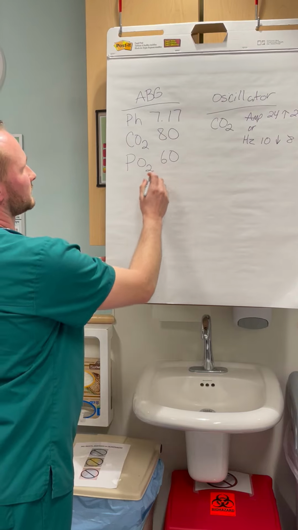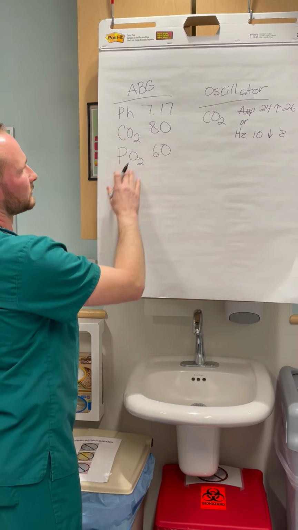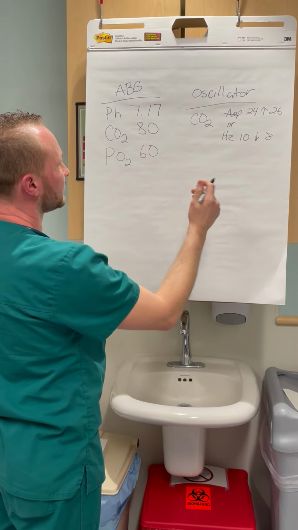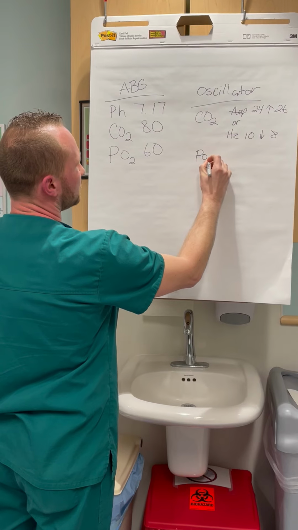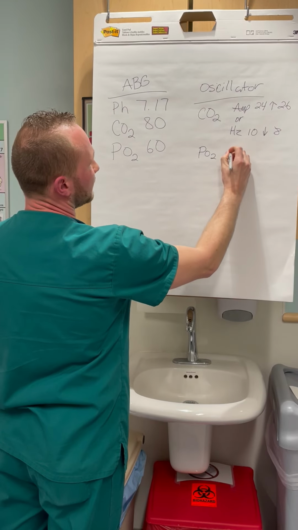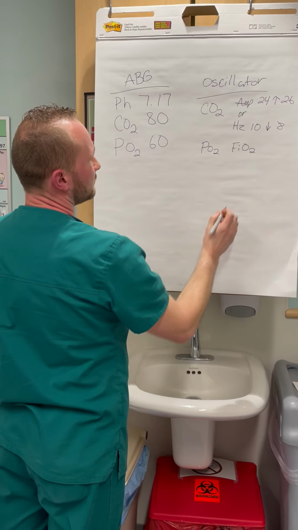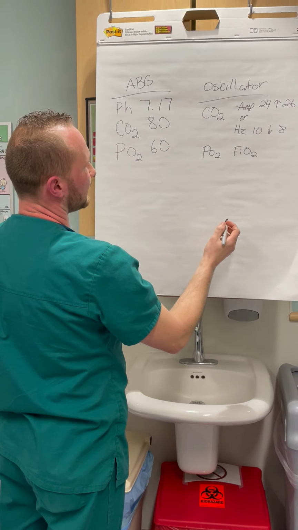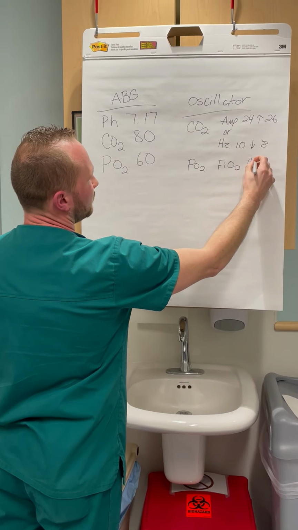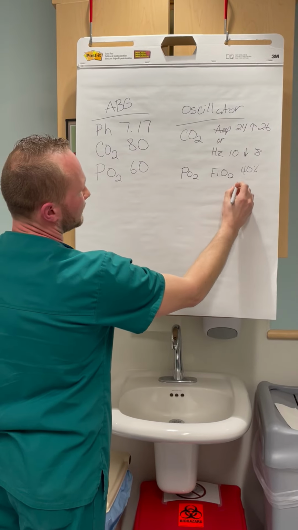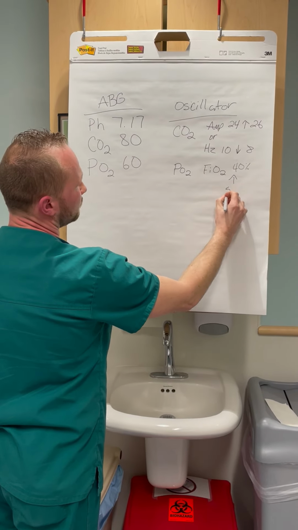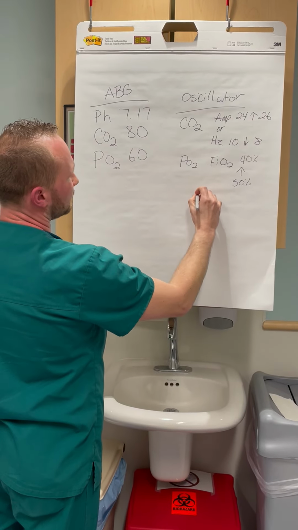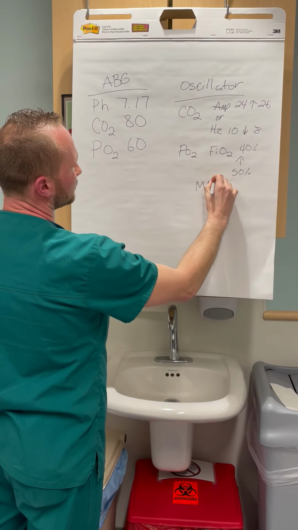If you're working on oxygenation, and say your PO2 is low, we really only have two things that we can change. Your oxygenation would be FiO2. So if you need to increase your oxygen demand or content, then of course you could increase that. If you're on 40%, you could increase that to 50% or more, whatever you want. But you can also increase the MAP, or the mean airway pressure.